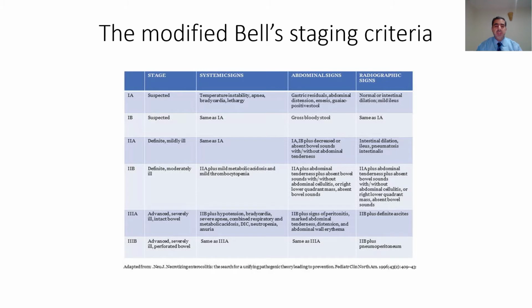We will not go into details of this classification, but usually in stage 1, X-rays will be normal or with some changes like dilatation or ileus, while in stage 2 there will be definite radiological findings like pneumatosis intestinalis in addition to the abdominal or clinical signs, while in stage 3 we are talking about advanced or complicated NEC when we have pneumoperitoneum, or like stage 2 with definite ascites.